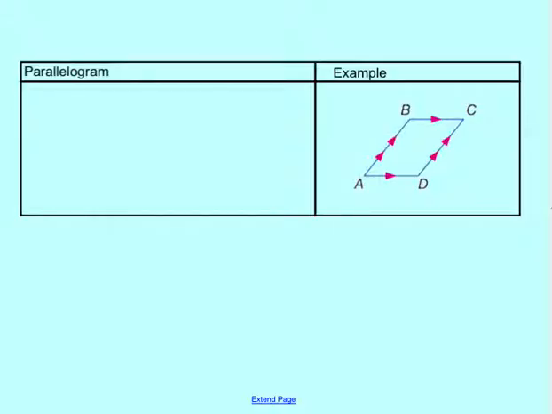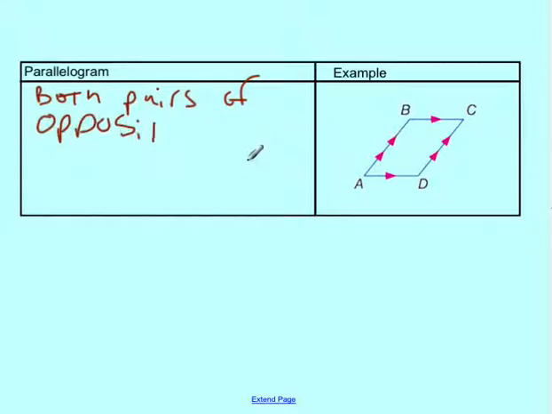What is a parallelogram? What does that mean? For a parallelogram, let me select my pen. Both pairs of opposite sides are parallel. That would make sense. We see the word parallel in the actual word itself. So these two arrows mean that this line is parallel to that line.